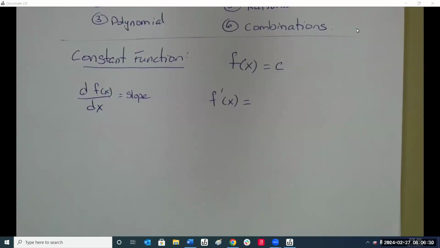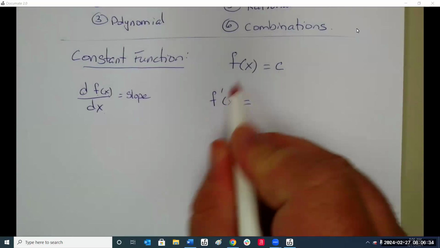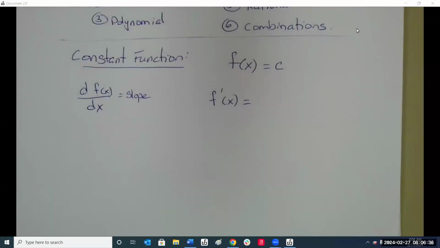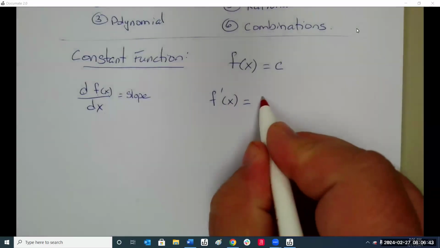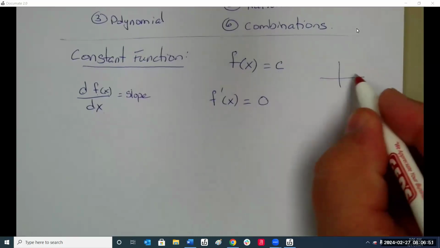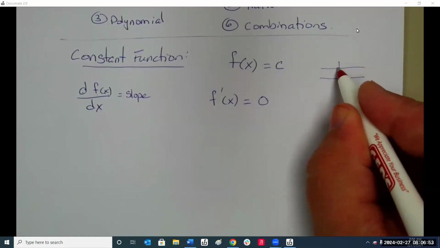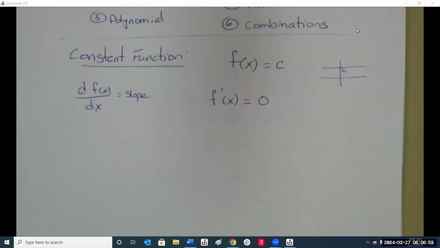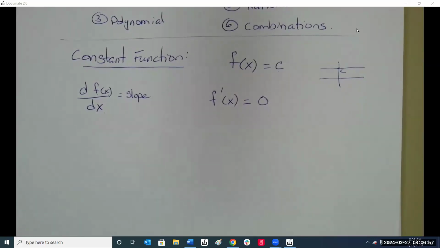And there are a whole bunch of notations. I gave you those last time. We could use any one of those. So the derivative of a constant function is what? Zero. No slope. It's a horizontal line. Because if you graphed this function, it would simply be a horizontal line going through c. It has no slope.